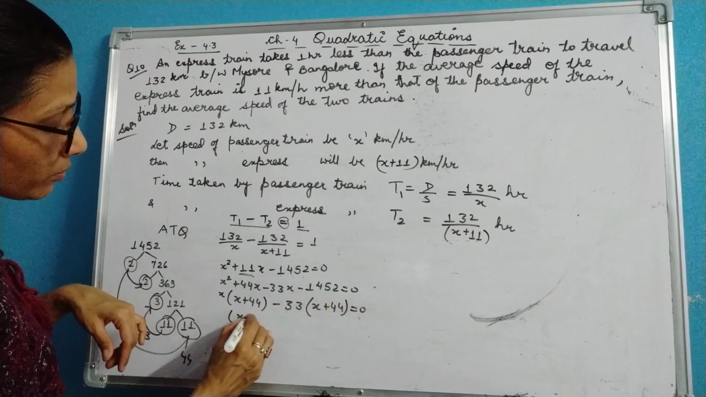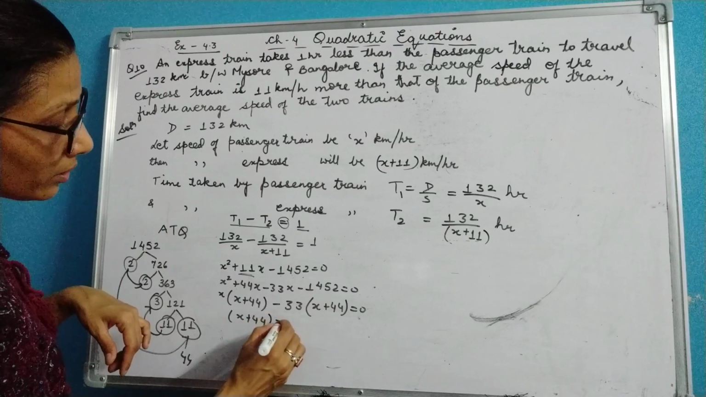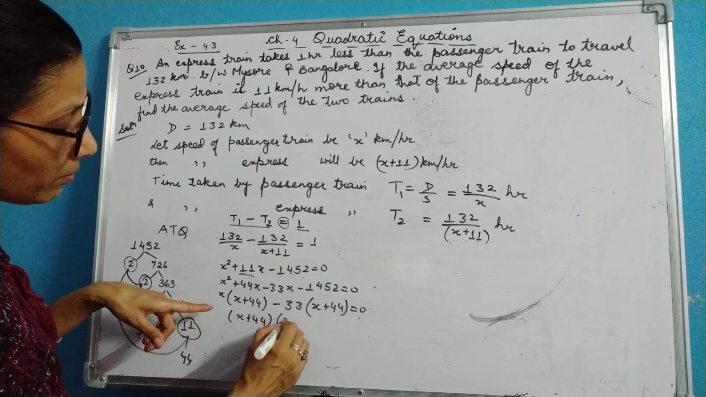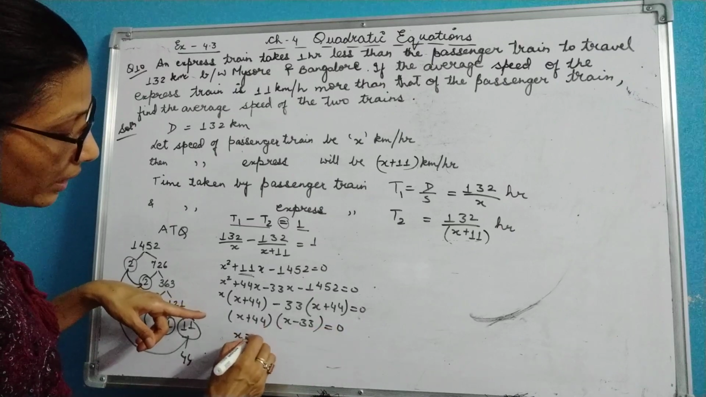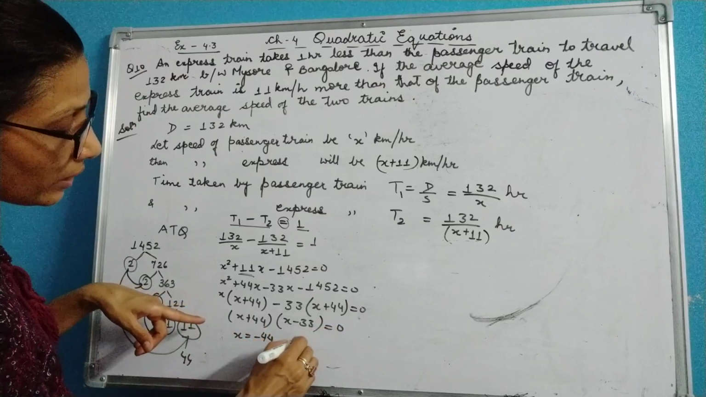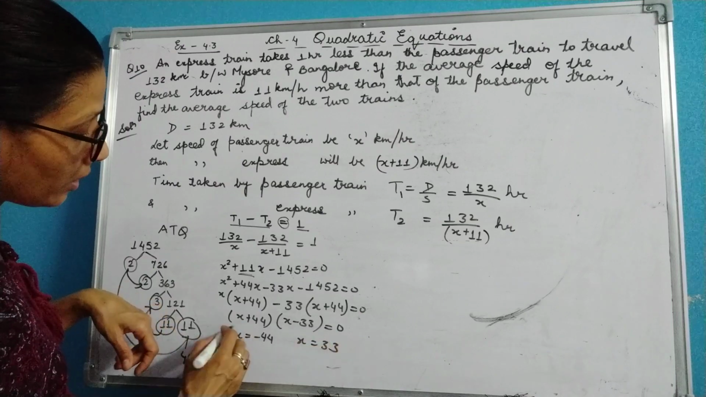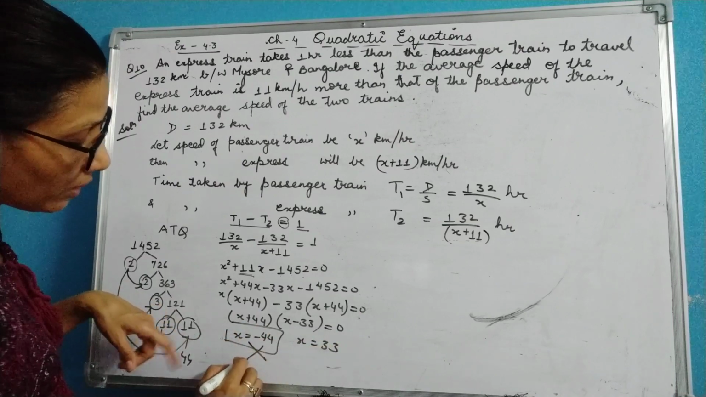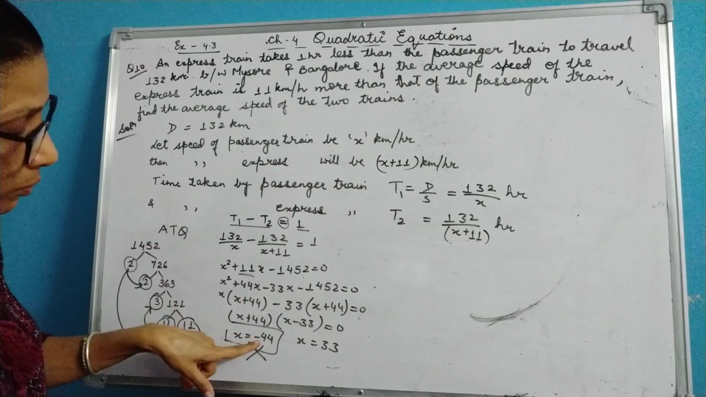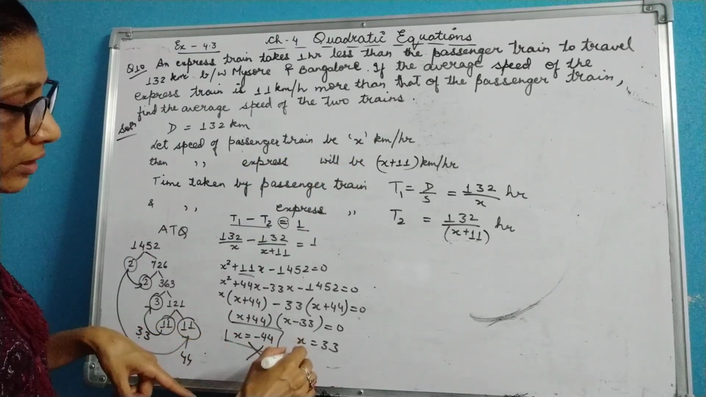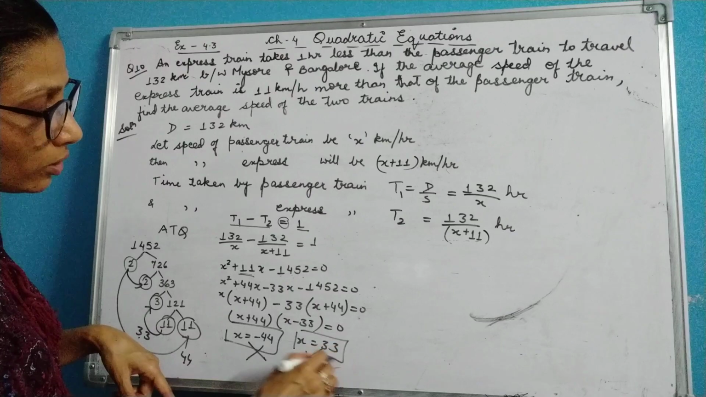So I can take x plus 44 common here, and here I will be getting x minus 33 equal to 0. That means x is minus 44 and x equal to plus 33. I cannot take my negative value because the speed, x, that you have taken as speed cannot be negative. So this is rejected and x equal to 33 is to be considered.